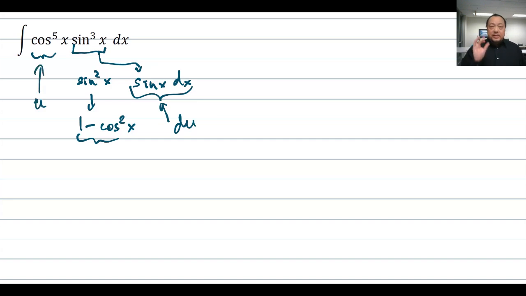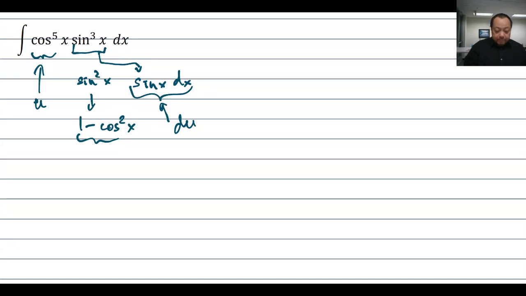That's the key. The key is to take one of the odd powers and separate out one of them. Well, right here we have cosine fifth and sine cubed. They are both odd, so I could choose either of them. In general, it doesn't matter which one. One of them tends to be a little bit easier than the other.